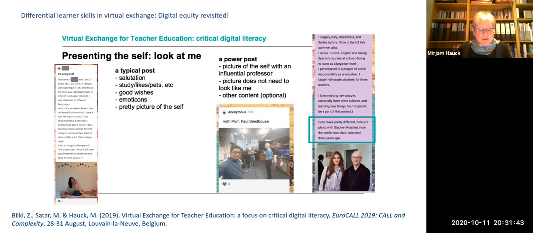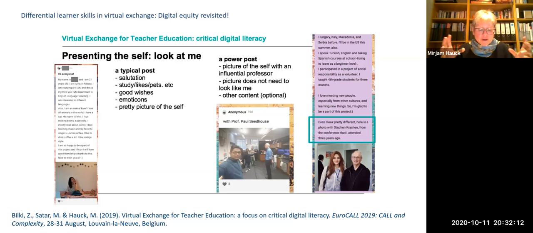Finally, last year at our Eurocall presentation, Müge and I showed how different virtual exchange participants presented themselves in Padlet introductions with various levels of symbolic power. The posts were multimodally similar, that is, they were all composed of text and images. So in the typical post, learners presented themselves as relatable and likable people.